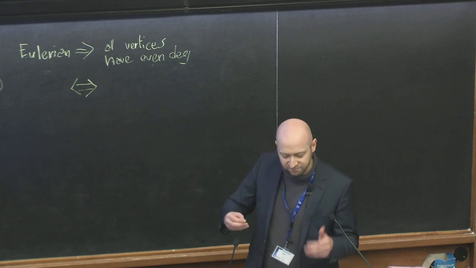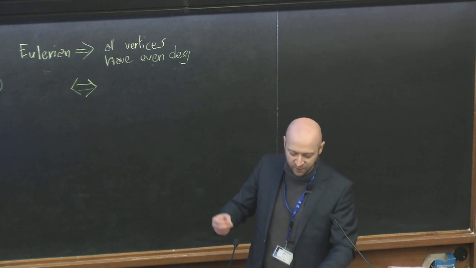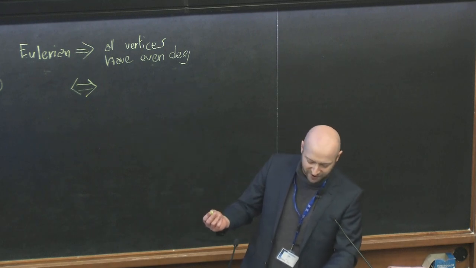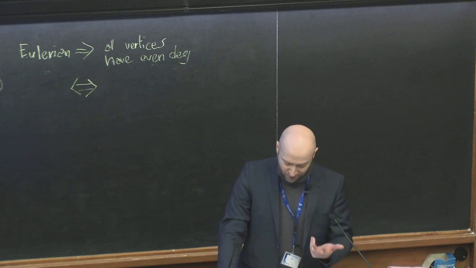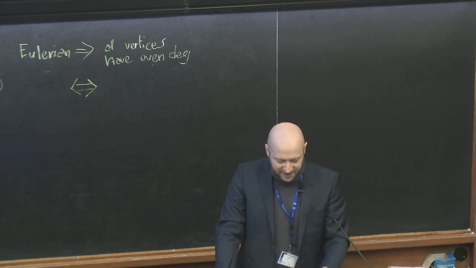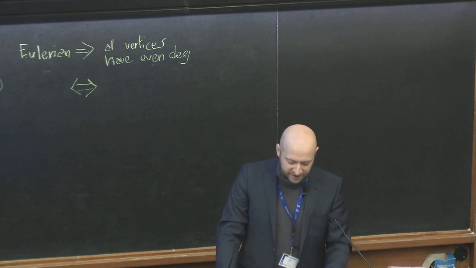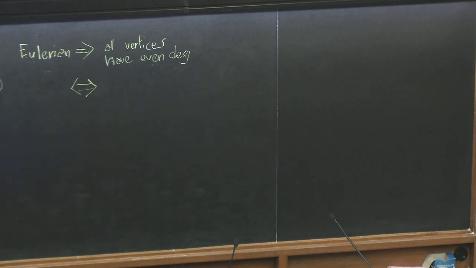So contrast it with 1859, when Sir William Rowan Hamilton was the Royal Astronomer of Ireland and a professor of astronomy at Trinity College Dublin, when he decided to start selling a toy called the Icosian game that I'm going to briefly describe to you.